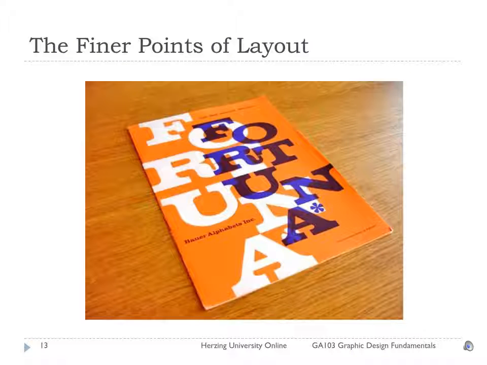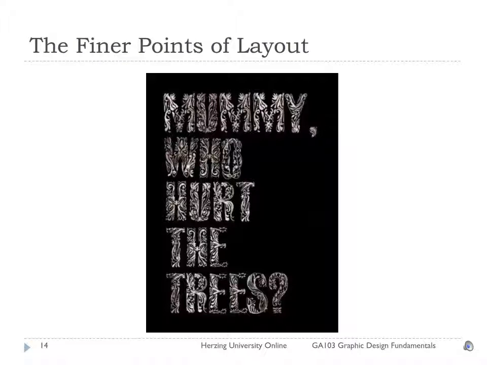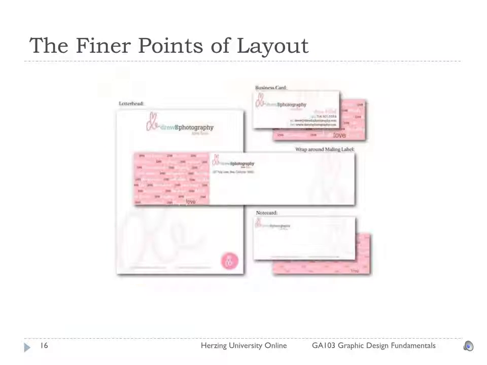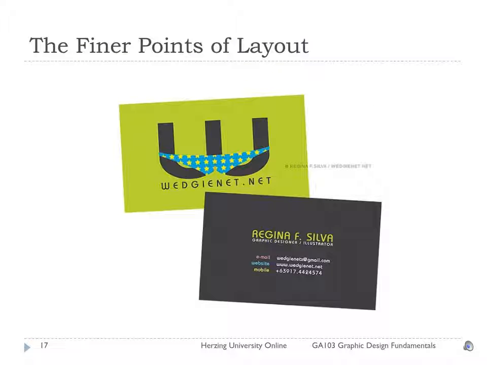Another design idea. Consider type as an image. Here is another example of using type as image. It can really be a strong visual. Consider letters as three-dimensional objects to create visual and dramatic impact. To unify the page, repeat the colors from the logo in your layout.